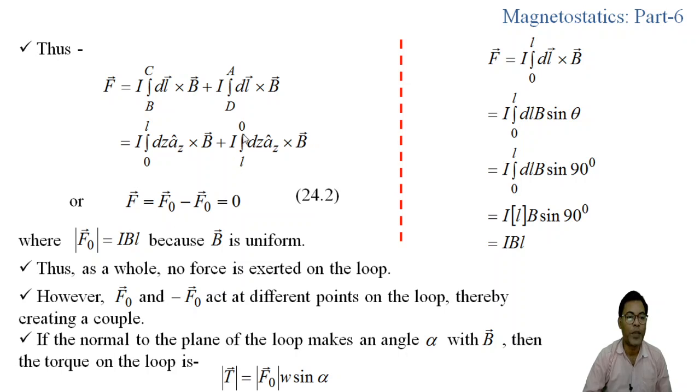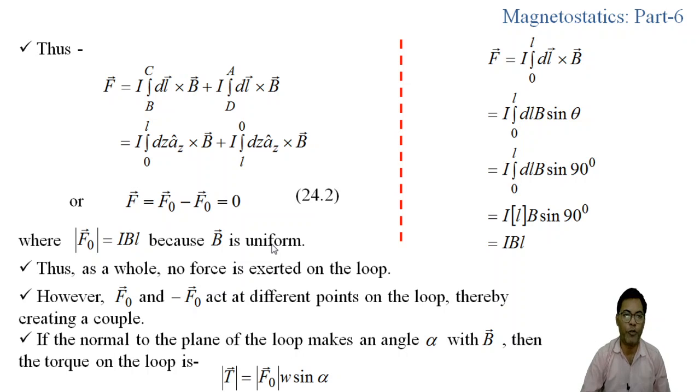Similarly, from the other side, we will get one force, the magnitude of that force will be the same as the previous one, but the direction will be different. So we will get minus F0. So the total force on that current loop will be equal to 0. Here, if we want to find out the magnitude of F0, then from this equation we can find out that it is I B into L. dl, if you integrate, you will find out the total length L. So I B L, because B is uniform.